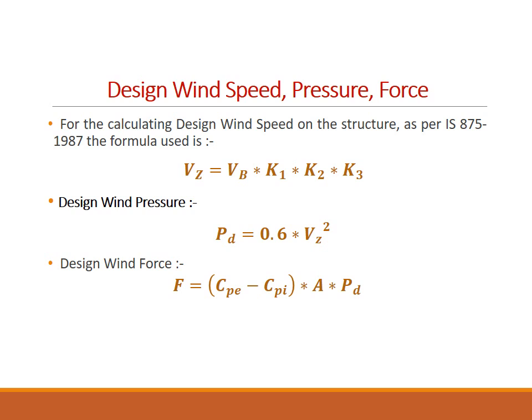If the structure is located at the center of a city, where all sides are enclosed by construction, then the obstruction height will be more. Depending upon the height of obstruction of the surrounding buildings to the location, the terrain category is divided into categories 1, 2, 3, 4 also.